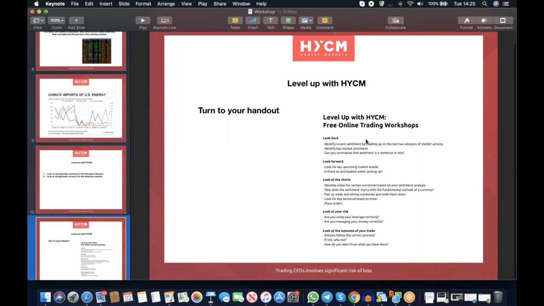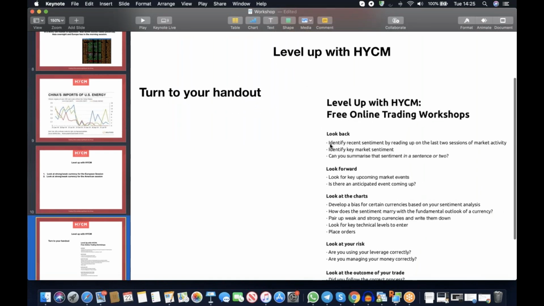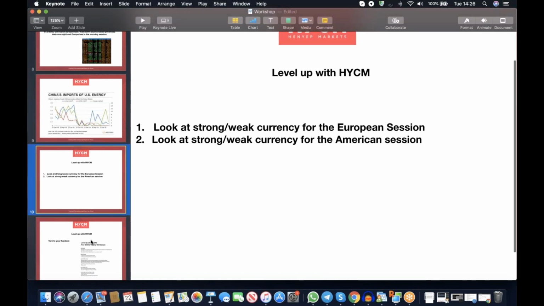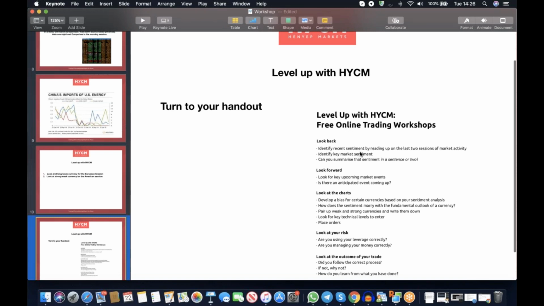So in your handout, you'll see: look back, identify recent sentiment by reading up on the last 2 sessions of market activity, identify that key market sentiment and summarize that sentiment in a sentence or 2. Sentiment is simply the mood of the market. This is a learned skill. So all you have to do is keep trying to do this each session, just keep trying to say which is the strong currency and which is the weak currency. You read back on news wraps.